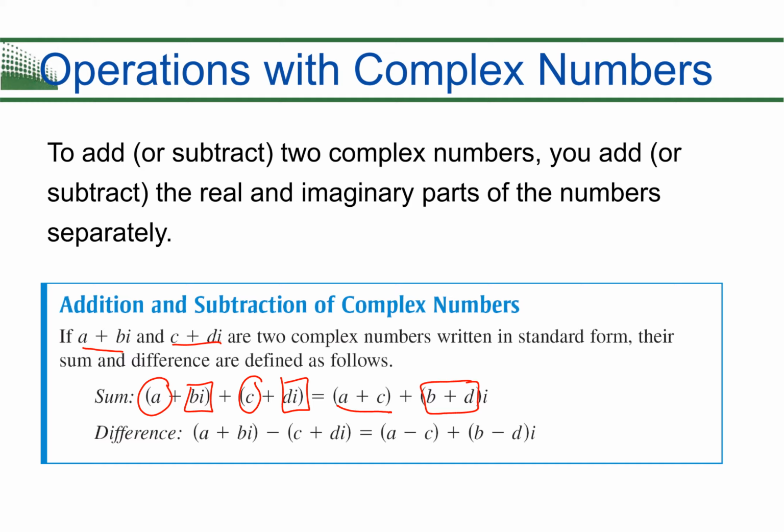Same thing is true for the difference. So you're going to be subtracting the real parts, a minus c, and put your number. And then you're going to be taking the imaginary part bi minus the other imaginary part di, to do b minus d, and again attach your i to it. That may sound like mumbo jumbo, but you can always rewind, replay it, and now let's try an example.